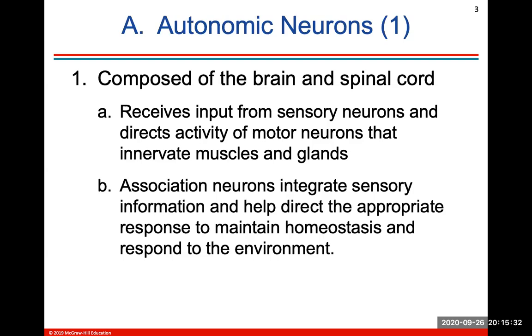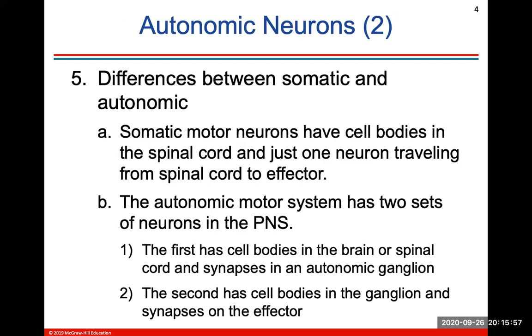So autonomic neurons are composed of the brain and spinal cord. The brain and spinal cord will receive input from sensory neurons and direct activity of motor neurons that innervate muscles and glands. And again, this is all autonomic or automatic control. Association neurons will integrate sensory information and help to direct the appropriate response to maintain homeostasis and respond to the environment.